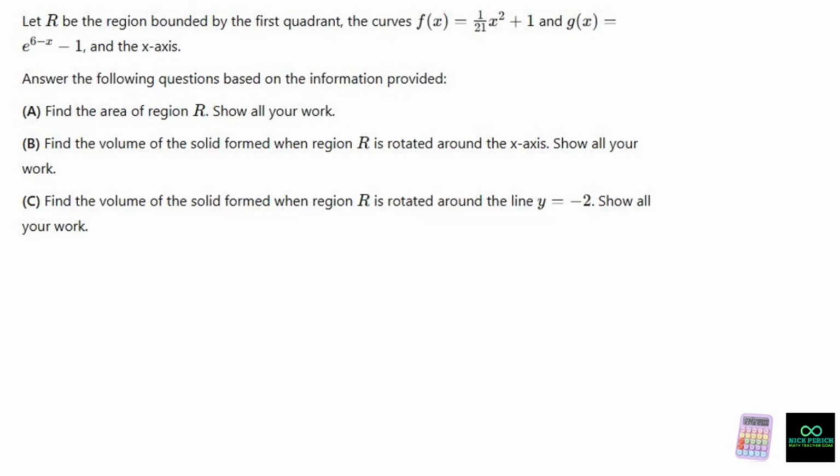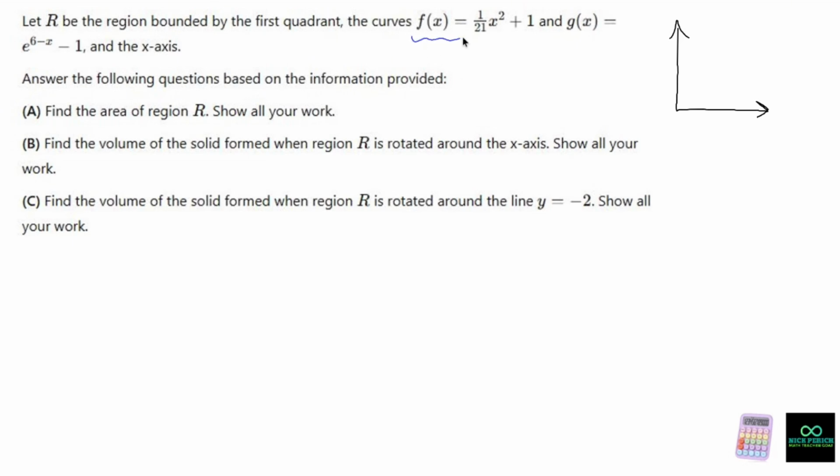So let's draw ourselves a picture, because I know what's going to happen, especially since I created this problem. The curves f of x equals 1 over 21, x squared plus 1, and g of x equals e to the 6 minus x minus 1, and the x-axis. I don't know why the x-axis has to be thrown in there if it's the first quadrant. Thank you, but no thank you, ChatGPT.